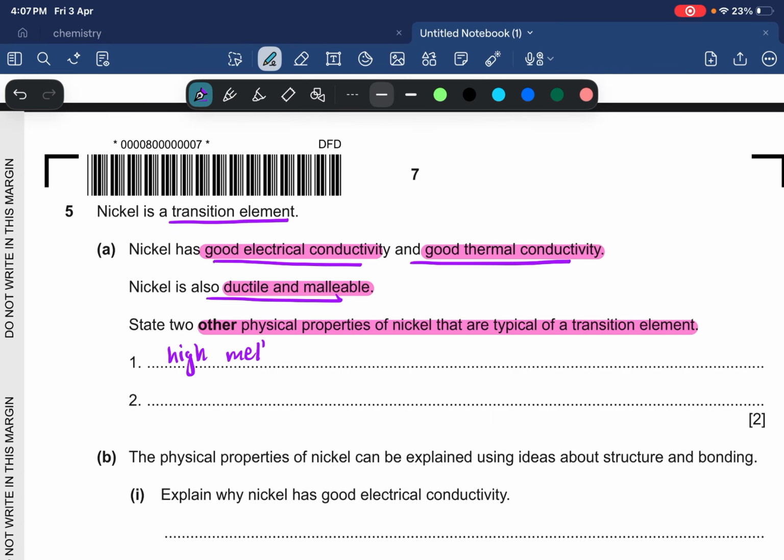High melting and boiling point. And why is that? Because they are metals, and metals have metallic bonds, and metallic bonds are electrostatic forces of attraction between the positively charged nucleus and the delocalized electron. So this metallic bond is a very strong bond, so it's difficult to break it. High melting and boiling points, and second is going to be high density.